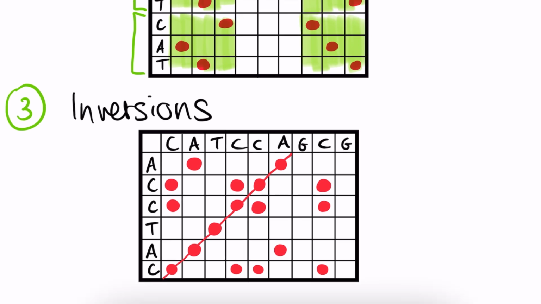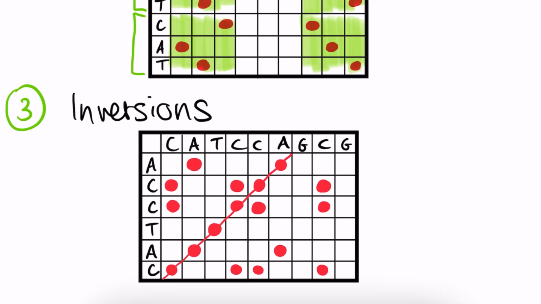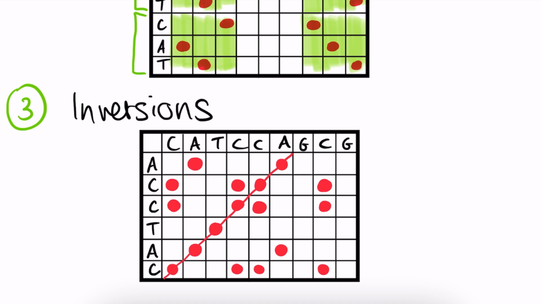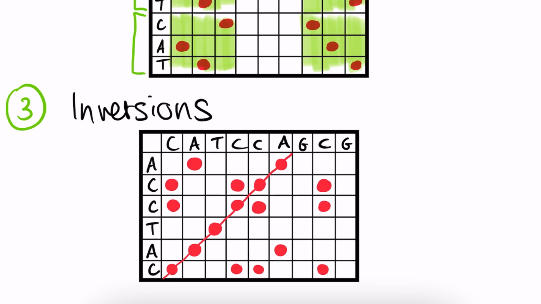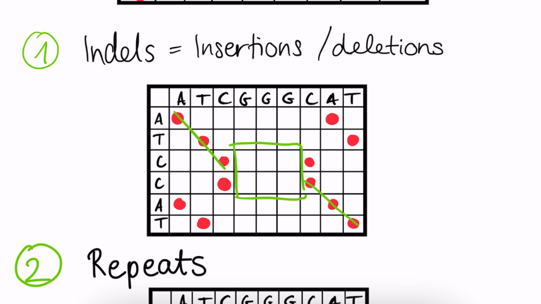If you look at the vertical sequence from top to bottom, you get C, A, T, C, C, A, and you can get the same sequence from left to right, C, A, T, C, C, A. Looking at inverted diagonal patterns in the matrix can help us identify inversions in the sequences, which could, for example, be caused by mutations. To summarize, there are three different patterns that we can easily find with this method.